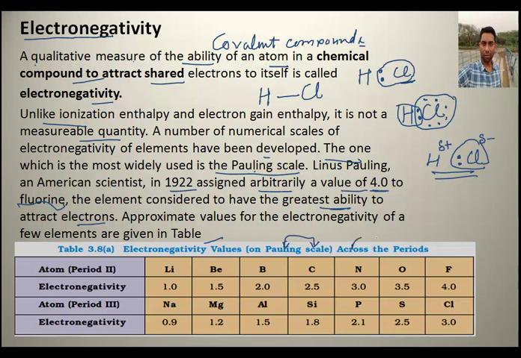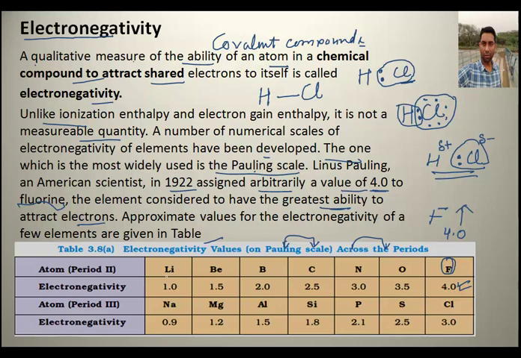And this variation is given across the period. If we take the second period into consideration, second and third period elements are given, so electronegativities are also given relative to fluorine, right? So fluorine towards the right side has the highest value, that is 4, and the rest of the elements in the periodic table have lesser values than fluorine. So fluorine is the most electronegative element. Fluorine has the highest value, that is 4.0.